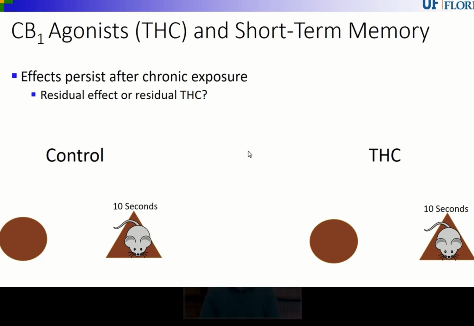If we take a mouse and we give it THC chronically, and then withdraw the THC, we still see this effect. However, it's unclear: is the effect sticking around after the THC has been withdrawn, meaning that the chronic THC resulted in long-term changes in brain physiology and function, or, remember we talked about how THC sticks around in the body for a very long time. And so which one is causing this, we don't know. Functionally, it doesn't really matter. It's very clear that long-term THC exposure causes long-term, short-term memory loss.